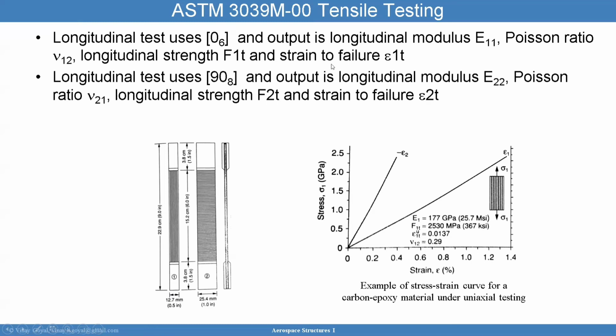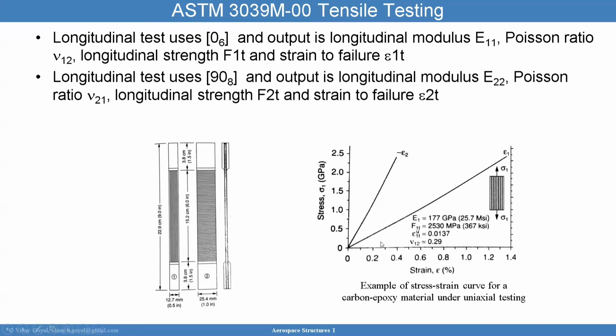The bottom line I want to make is that when you do this test, you get E11 for the 0 degree test. For the 90 degree test, you get E22, and then you get the Poisson ratio nu 21 by using the strain gauges. From the 0 degree test, you get nu 12 too. And so you can then check the results to make sure everything makes sense.